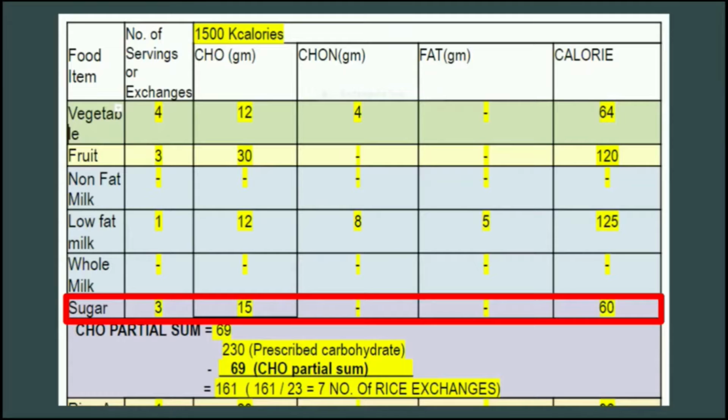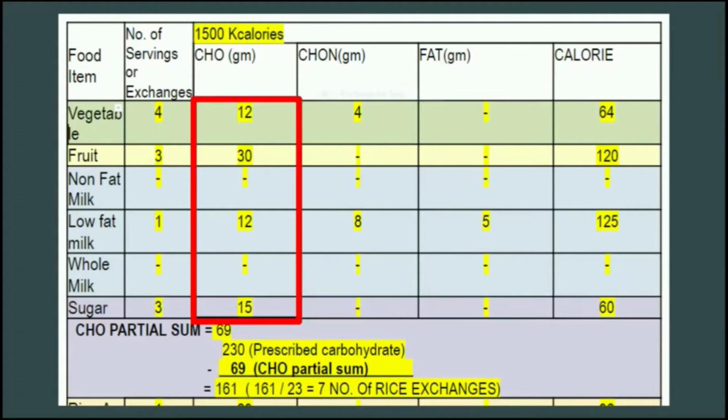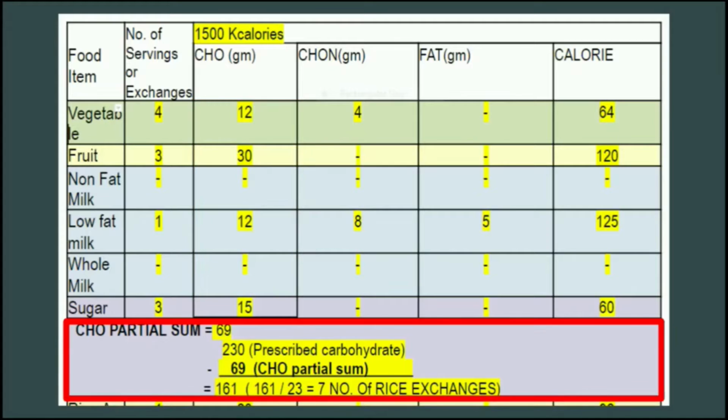Now, to determine the rice exchanges, add the total amount of carbohydrates from the food items, vegetables, fruits, milk, and sugar, which is called the partial sum. Now, the partial sum will be subtracted from the prescribed amount of carbohydrates. The difference will then be divided by 23 grams, which is a constant number. This will now be the amount of carbohydrate per exchange of rice. Now, this process will be repeated for the other exchanges.